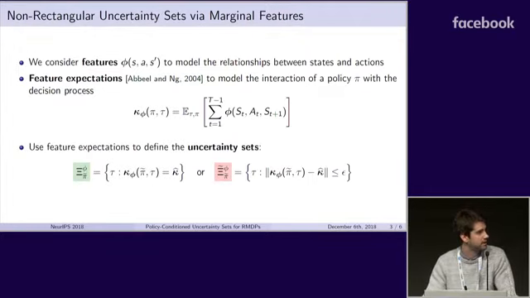Given these feature expectations, we define 2 forms of uncertainty sets. The first one is the set of all transition probabilities whose feature expectations under the reference policy match those that are measured from the data. The second one is more practical, and it's the set of all transition probabilities whose feature expectations do not deviate too much from the measured ones.